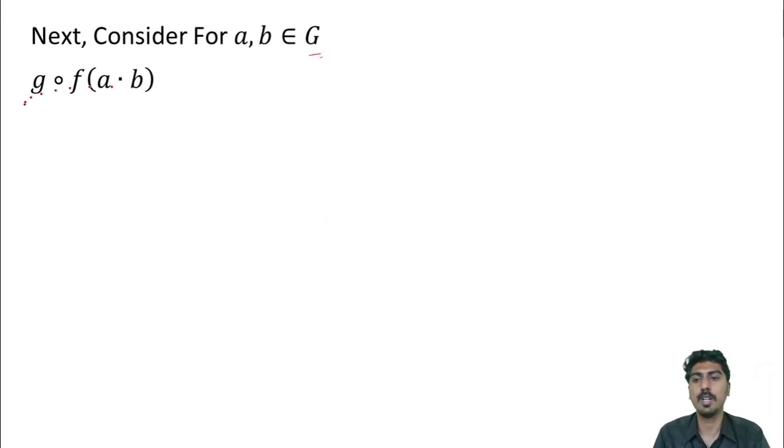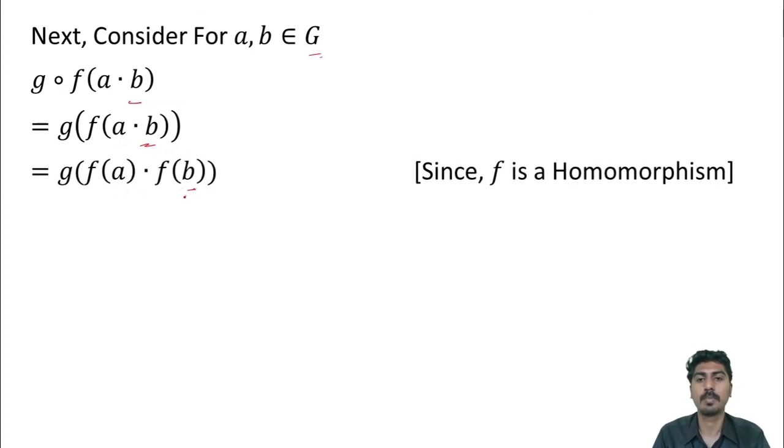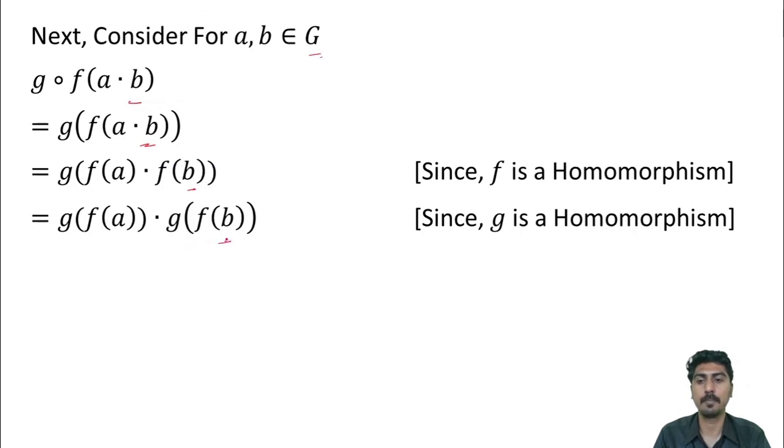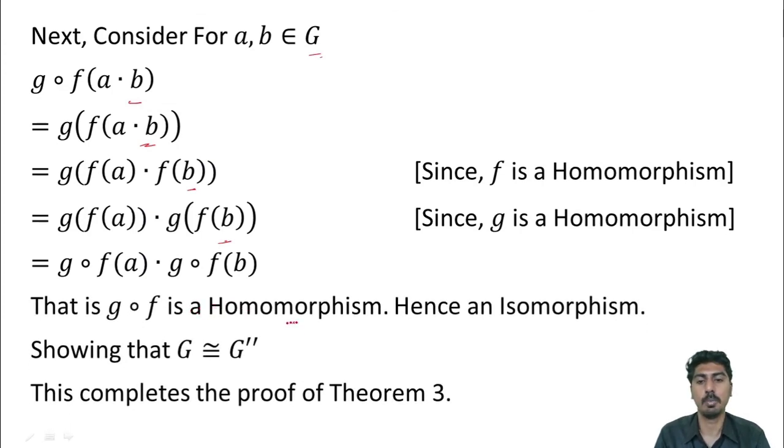Consider a, b belonging to G and (g∘f)(ab). This is nothing but g(f(ab)). Since f is a homomorphism, this can be written as g(f(a) f(b)). Now g is a homomorphism, so this can be written as g(f(a)) g(f(b)), and this is equal to (g∘f)(a) (g∘f)(b). And this shows that g∘f is a homomorphism. We have shown that g∘f is a homomorphism, a 1-1 function and an onto function, and hence g∘f is an isomorphism. This shows that G is isomorphic to G'', and this completes the proof of theorem 3.